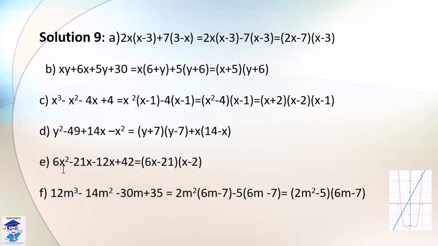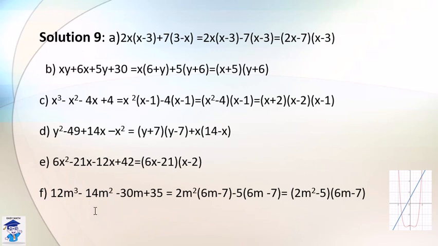Number E, 6x squared minus 21x minus 12x plus 42. So we can make this one: 6x squared made 6x times x. 42 made this negative 7 and negative 6. So it is a positive 42. And then the middle one: negative 7 times 3x is negative 21x. Negative 2 times 6x is negative 12x. So this is the final answer.